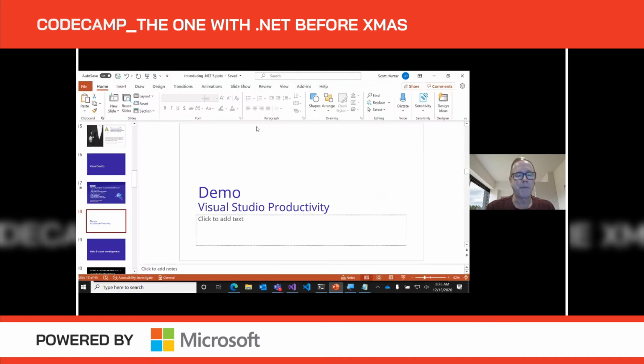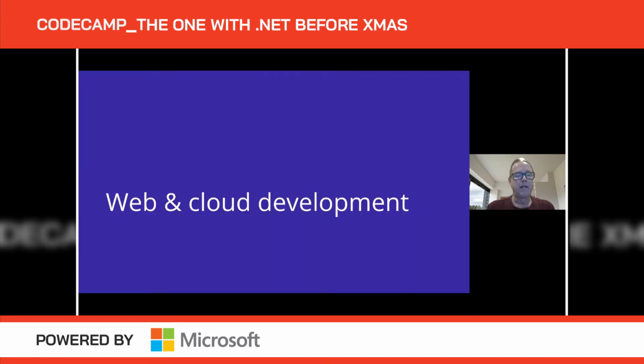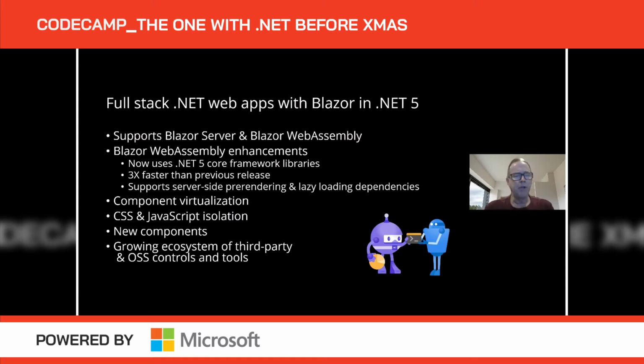So let's jump back over here. And let's talk about web and cloud, a big part of .NET. So we shipped Blazor with .NET Core 3.1 back a year ago. And then in May of this year, we shipped support for WebAssembly. Now, with .NET 5, we've added tons of new stuff. The big thing is we've got full support in .NET 5 for Blazor Server and Blazor WebAssembly.